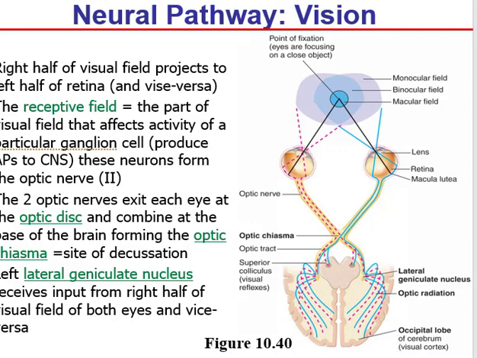Cranial nerve 2 combines at the base of the brain, forming the optic chiasma, and is another site of decussation. Left lateral geniculate nucleus receives input from the right half of the visual field of both eyes, and the right lateral geniculate receives input from the left half of the visual field.